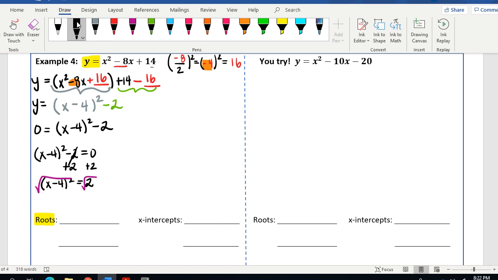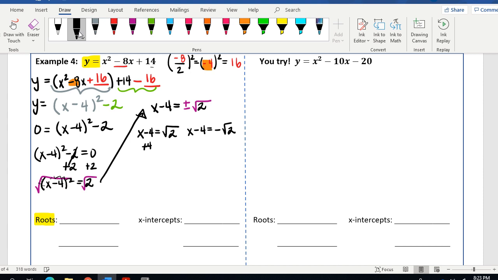All right. Let's come up here. So on the left-hand side, the square root and the square cancel. So I'm left with x minus 4. And on the right side, I'm actually left with plus or minus the square root of a positive 2. Okay. We cannot simplify the square root of 2. So what I'm going to do is I'm going to create two equations. x minus 4 equals a positive square root of 2, and x minus 4 equals a negative square root of 2. Okay, and I'm going to solve these individually.